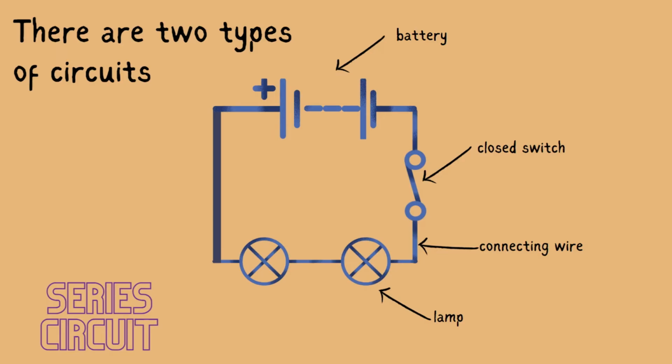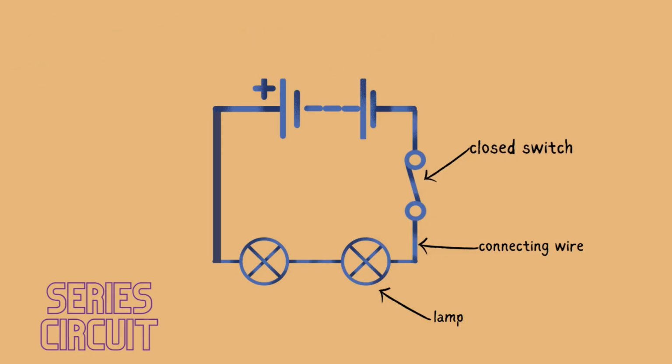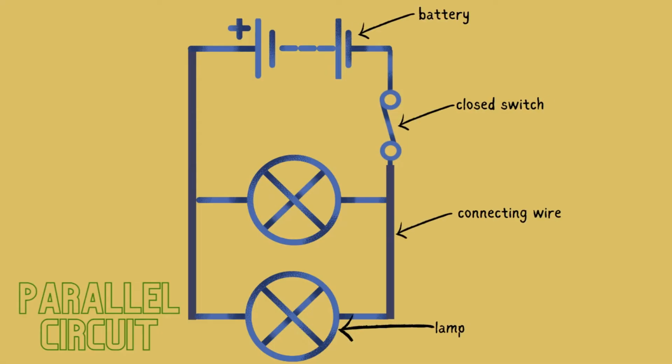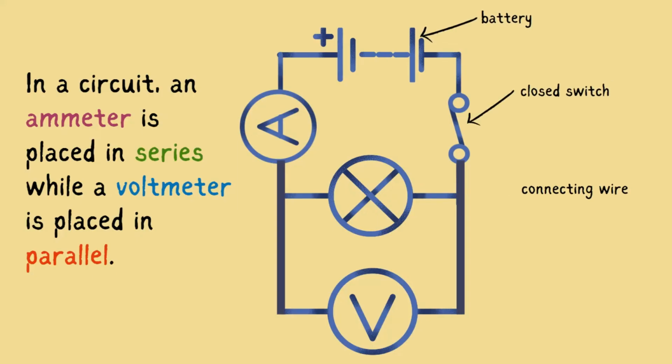There are two types of circuits. You have series circuits and parallel circuits. In a circuit, an ammeter is placed in series, while a voltmeter is placed in parallel.